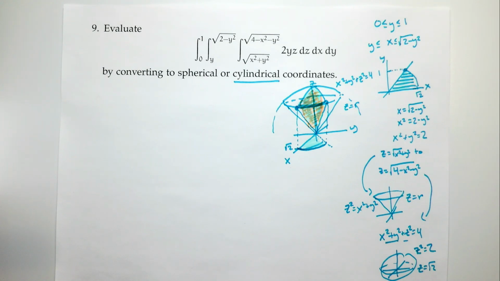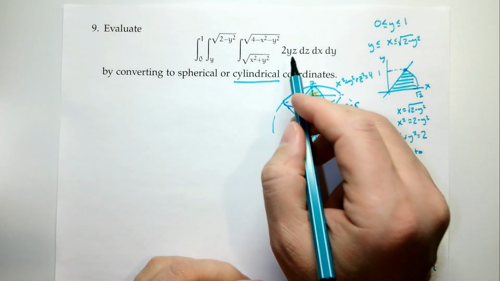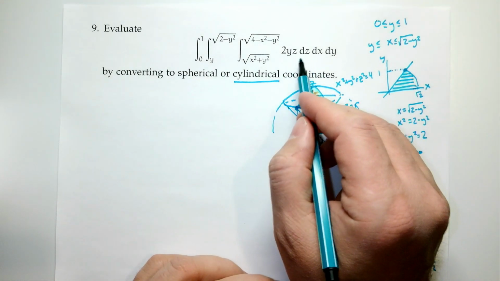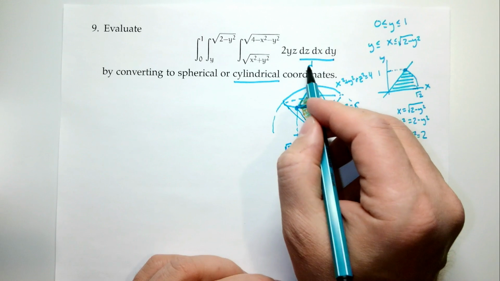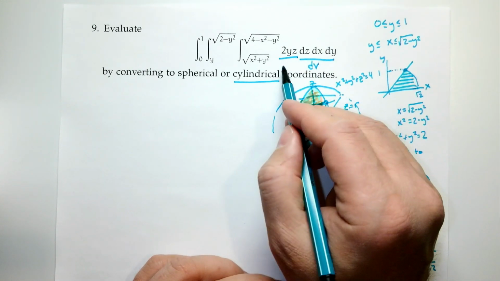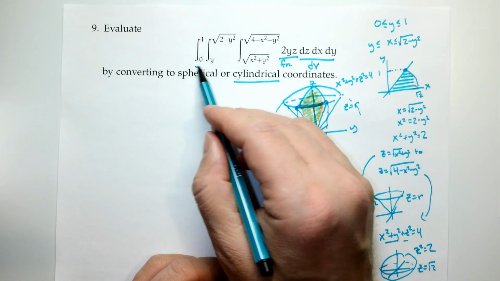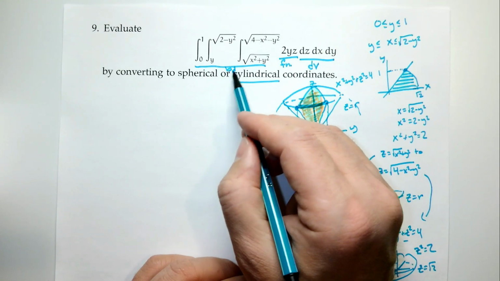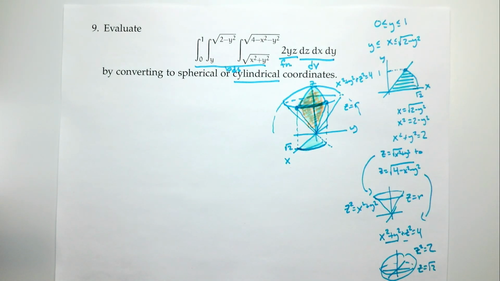What do we need to do? Well, we need to think of our pieces here. So remember, everything has three pieces. There's how you break things up, that's your dv. The function. And then your bounds. So we're going to go through and think about each one of these.